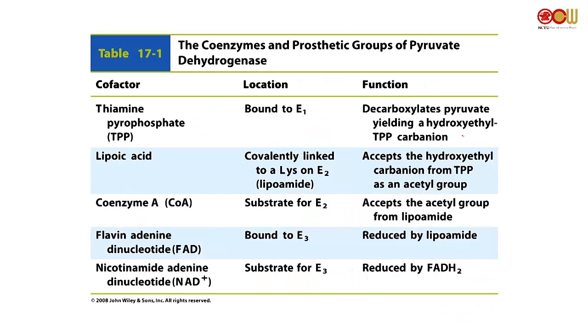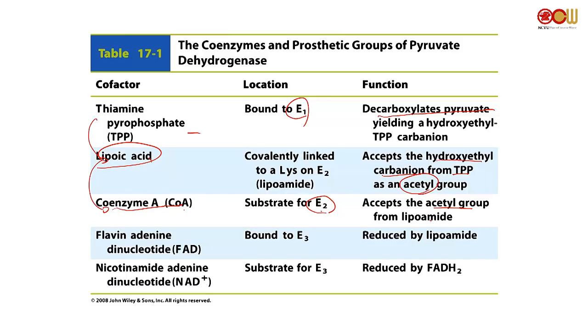So this is a very good table for summarizing what the cofactors do. TPP is bound on E1, and what it does is it decarboxylates pyruvate. That you should know, okay, from pyruvate decarboxylase. Lipoic acid is important because it's going to accept the hydroxyethyl carbanion from TPP as an acetyl group, and that guy is going to move around, right? Coenzyme A is also on E2. Coenzyme A will accept the acetyl group from the lipoamide. Okay, so the acetyl goes from TPP to lipoic acid to coenzyme A.